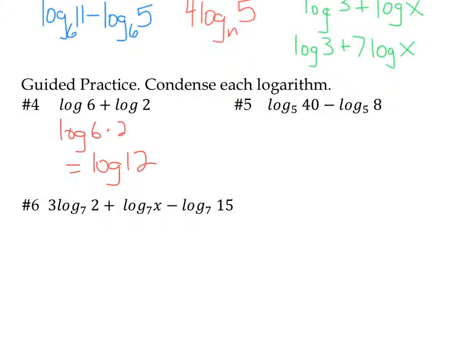In our next example, since we're subtracting, we can write that as a quotient. We have log base 5 of 40 over 8. It's important to know the 40 goes over the 8. The first logarithm's a numerator. In 40 over 8, we can simplify to log base 5 of 5.